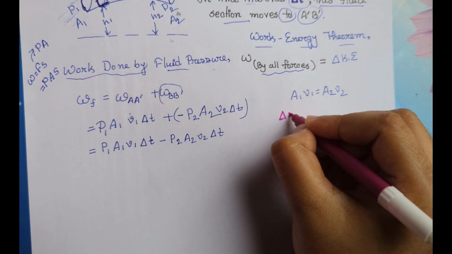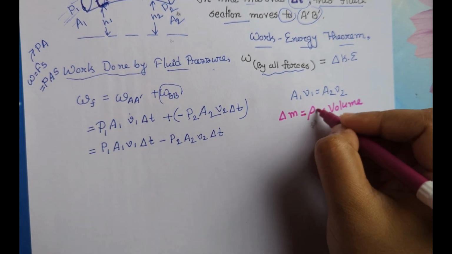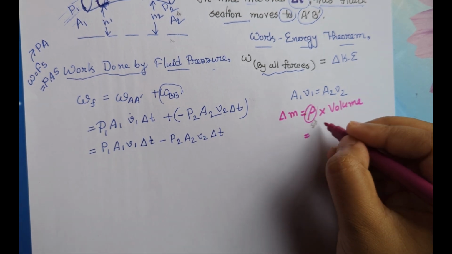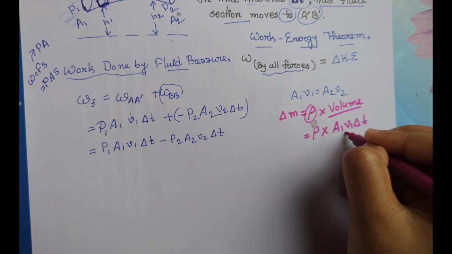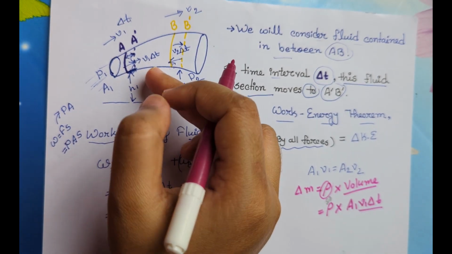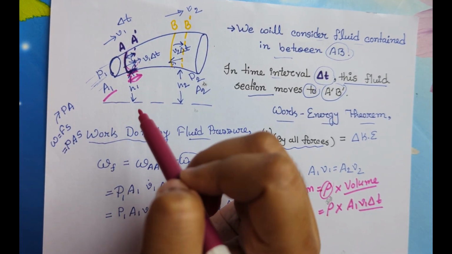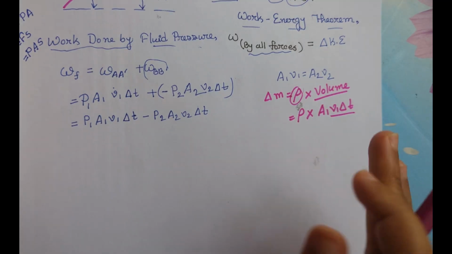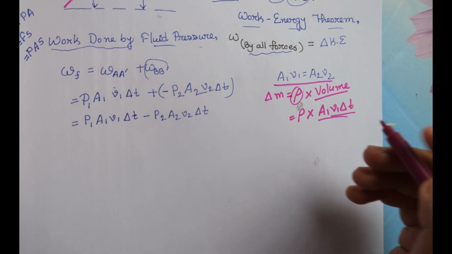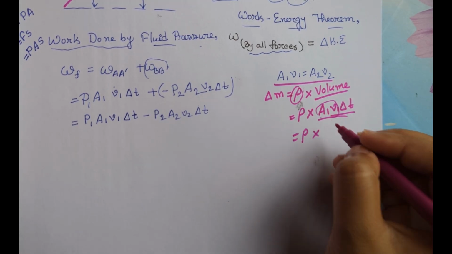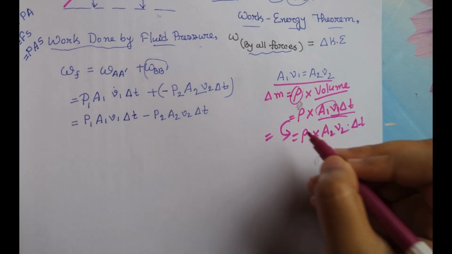From the mass equation, we know that del M equals rho times volume. This rho is the density of the fluid. So we can write rho times volume, where volume means A1 V1 del T. This is the distance, V1 del T, and the area of this portion is A1. So this works as length, and after multiplying this we get the volume. And from the equation of continuity, we can write A2 V2 into del T instead of A1 V1 del T. So this and this are the same.